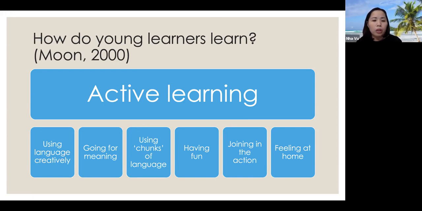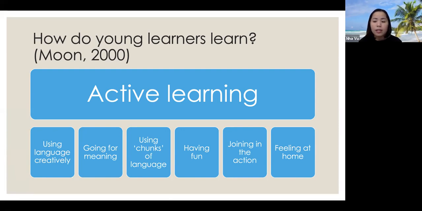For Moon, she says young learners learn in a very active way. They need to use language creatively. That means even when we teach them the rules, or even when we haven't taught them the rules, they know how to invent and use the language in very creative ways. And they focus on meaning. They seek meaning, and they have the habit of using strong language.